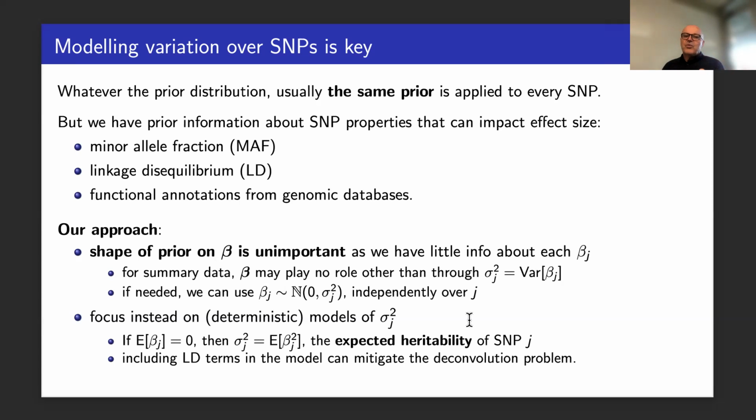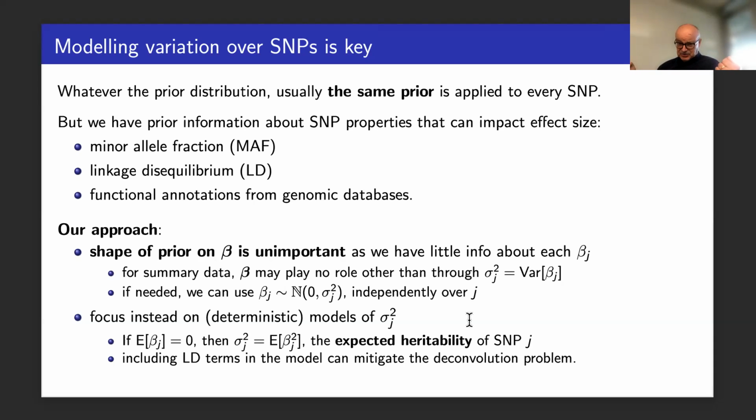And we would say that that's really missing something really important. The shape of the prior doesn't matter at all. But what does matter is the variance of the effect size. That's basically the only thing you can hope to say anything useful about. And the variance is going to depend on things like MAF and LD and functional annotations that you can get from those genome databases. So again, there's nothing completely new in this concept.